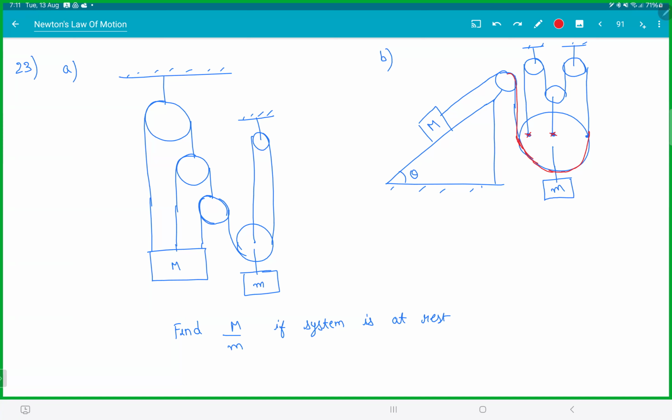Try 2 minutes and I'll show you. The steps are same. Step 1, choose a system. There are 2 blocks. I need to draw 2 FBDs. Step 2, constraint equation. There's no constraints here, so step 2 is gone. Step 3, resolve the forces along x and y. It's only going up and down, so there's no resolution here as such. Then net force is 0. Take a minute. I'll show you in a minute. The first one.